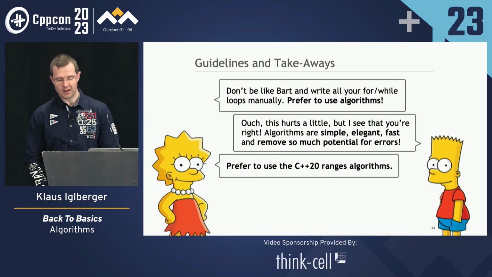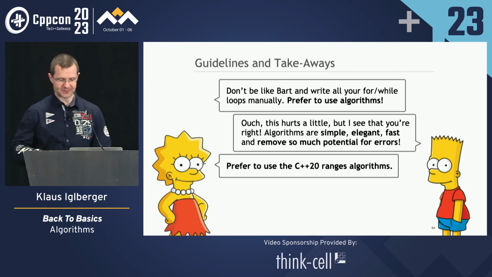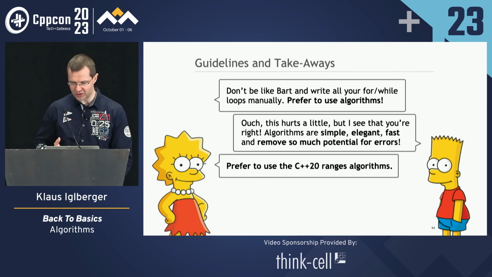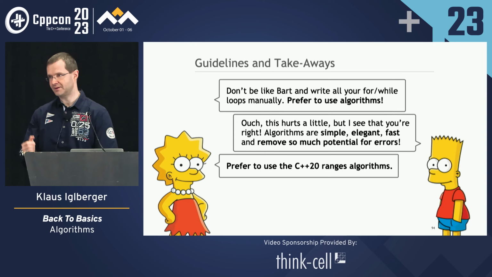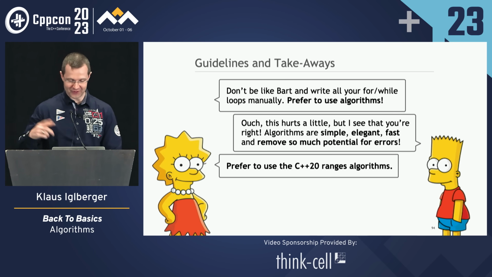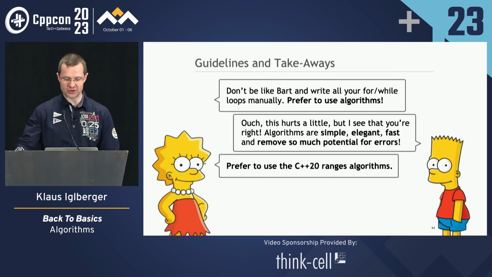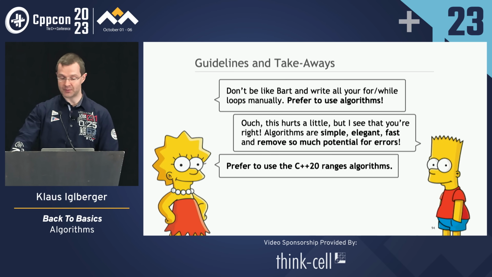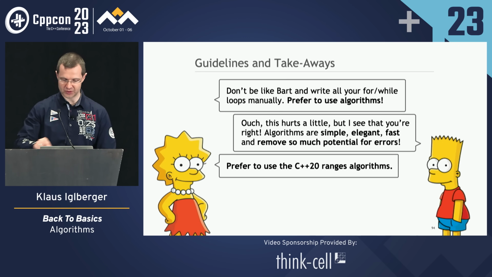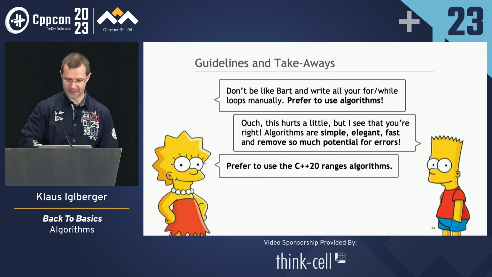Then please prefer to use the C++20 ranges algorithms. They're even simpler. They also give you a couple more options. It just requires a C++20 compiler. And from what I've heard, still a lot of people cannot use C++20 yet. So do use algorithms, and as soon as you upgrade your compiler to C++20, just take a look around and upgrade to C++20 ranges algorithms.